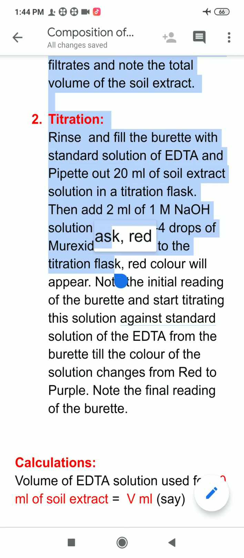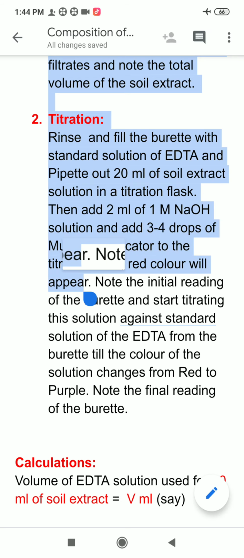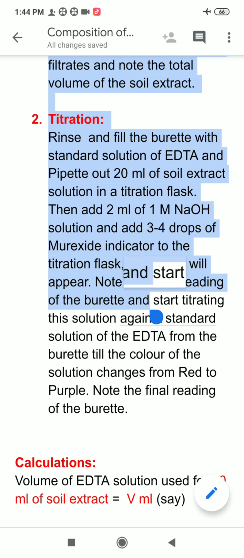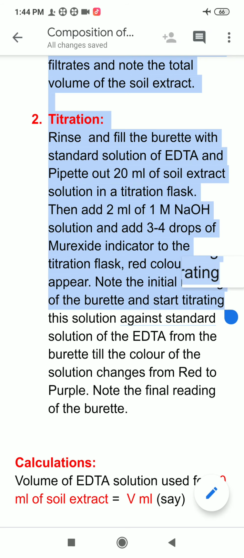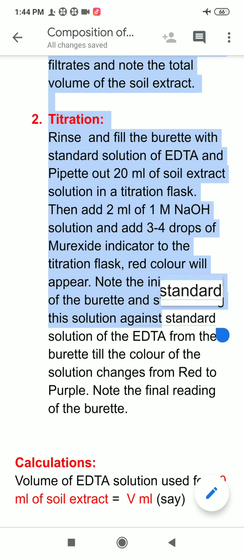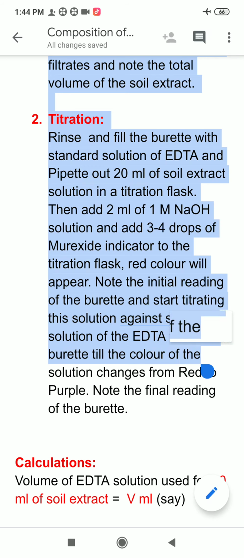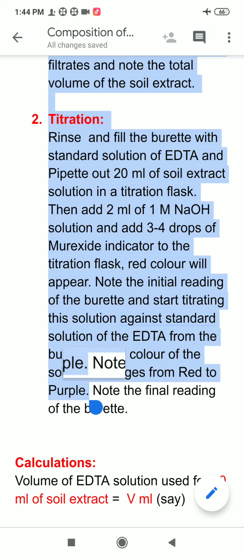When we add murexide to the soil solution containing calcium, or soil extract, red color will appear. Then we will note the initial reading of the burette and we will start titrating the soil extract solution containing murexide indicator against standard solution of EDTA from the burette till the color of the solution changes from red to purple.